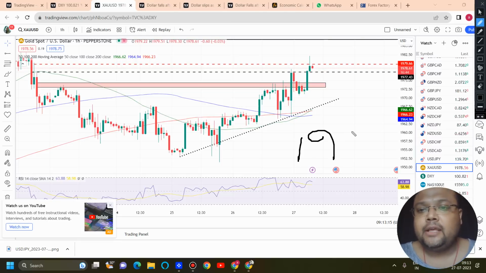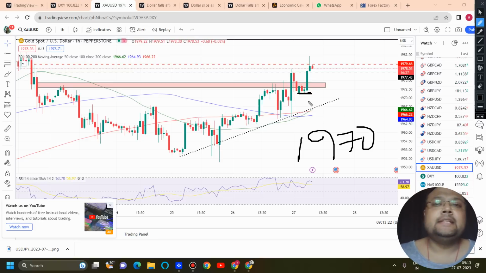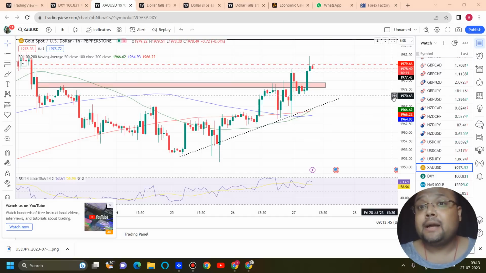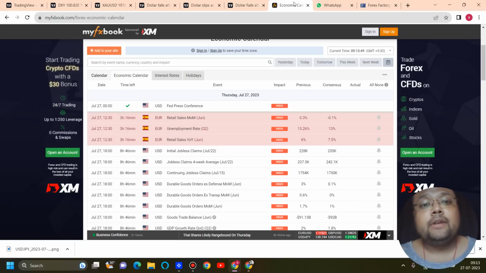Around 1970 we have a trend line, we have some previous price rejection, so as a result we can expect that around 1970, 1971 there will be some buyers present and the market can bounce. If the market bounces, we can go for a buy around 1970. But before 1970, we do not have any clear support level. Around 1974-75, we do have a minor support, but it depends on the volatility, and I'm not very sure also.